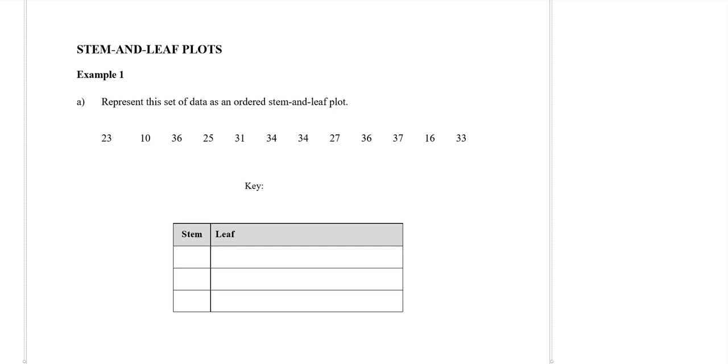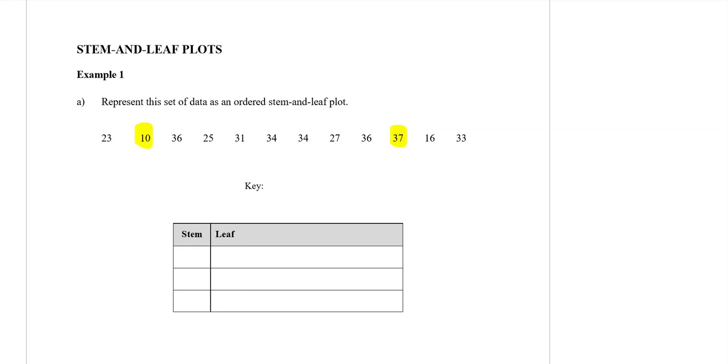Okay, so we are going to take this first set of data here, and the first thing we need to do is look through those scores to find the highest and the lowest number. Okay, so my highest number is 37. What's my lowest number? Good.